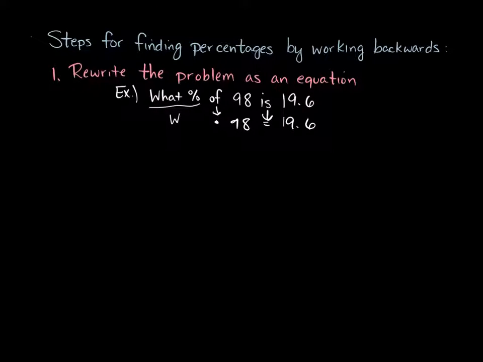Okay, just to recap, our first step is to rewrite the problem as an equation. So if we had, what percent of 98 is 19.6, we don't know the percent, so we're going to bring that down as a variable. Of is always multiplication, and bring your numbers down, and then is would be an equal sign.